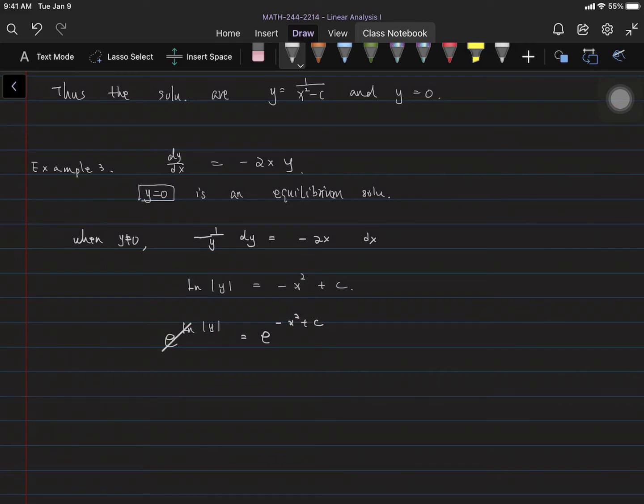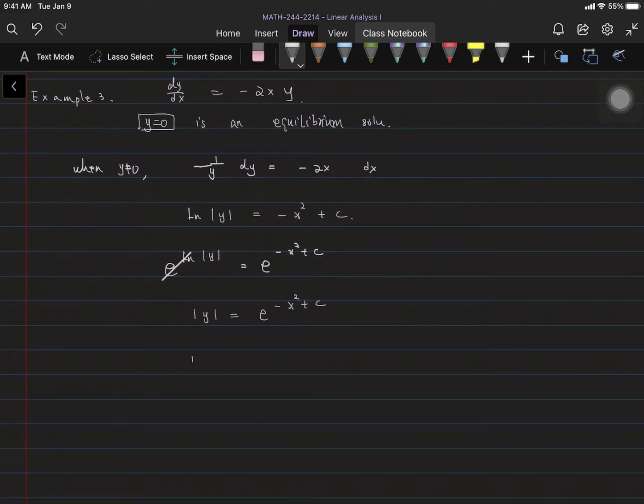Natural log and exponential function are inverse functions. They just cancel out. The absolute value of y equals e to the negative x squared plus c. We are going to further simplify.